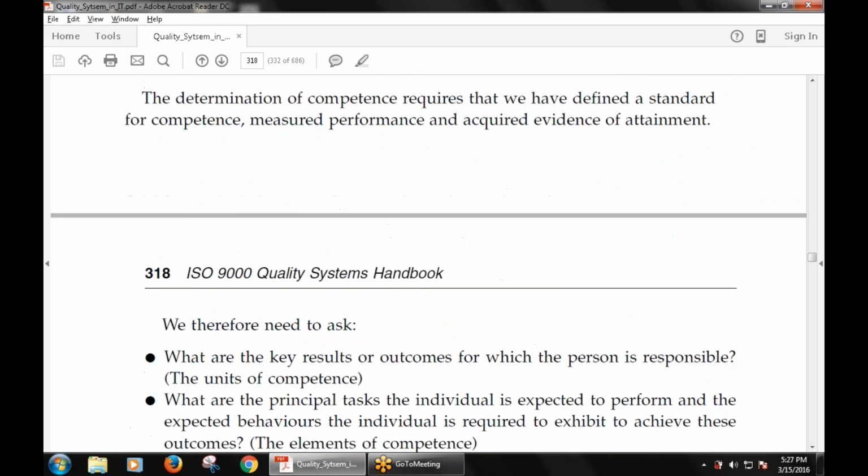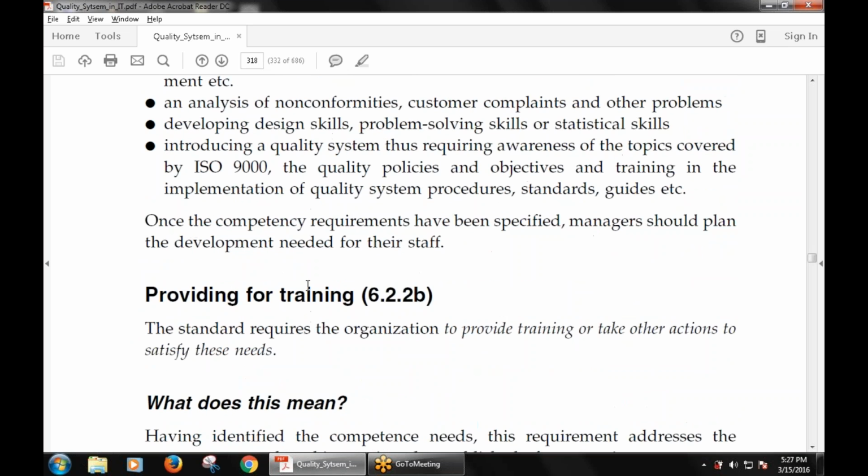Right. Now, the next topic is providing for the training, which I'm going to take within the next class. That is how to provide the training, or what the various training guidelines and schedules are. That is the next topic that I'm going to start with.